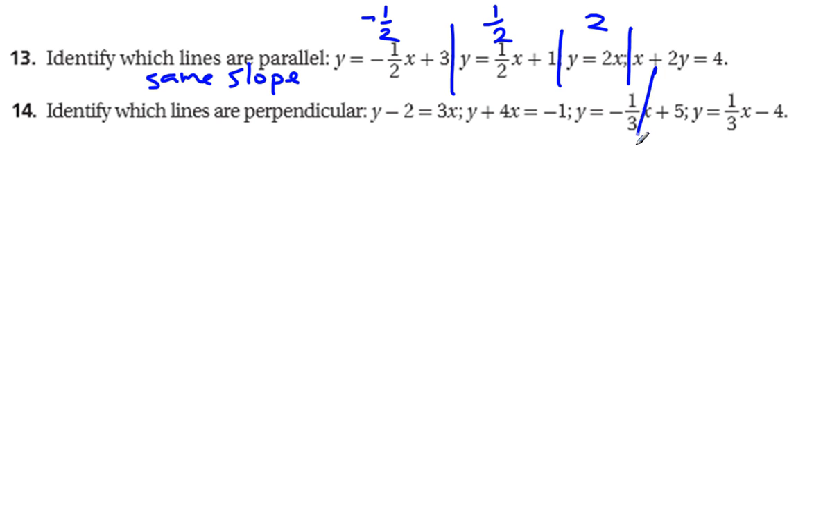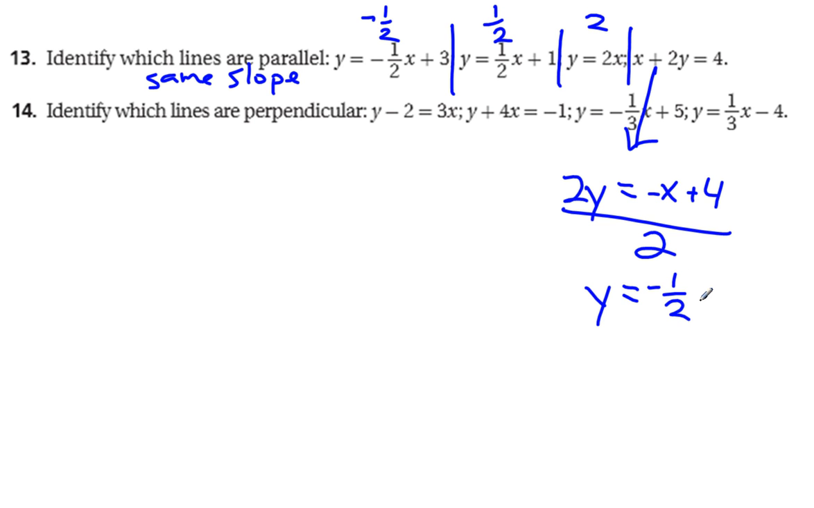So this, we'll bring it down here. If we move x to the other side, we get 2y equals negative x, bringing it to the other side, plus 4. We divide it by 2, so we get y equals negative 1 over 2x plus 4, which means our slope here is negative 1/2, which means the lines that are parallel are the very first one and the very last one. That's it. That's it for that one.